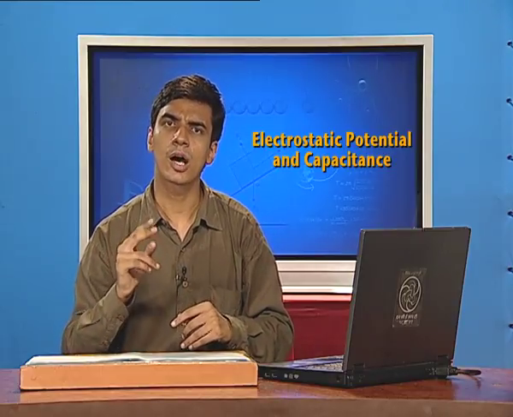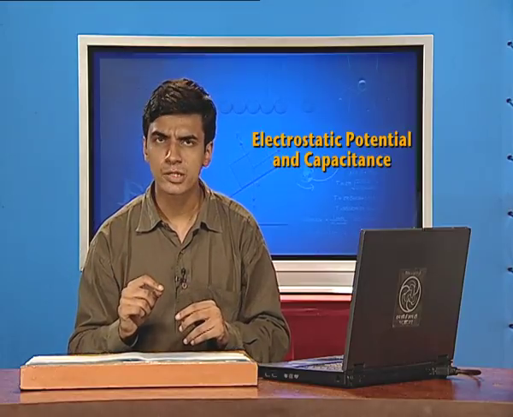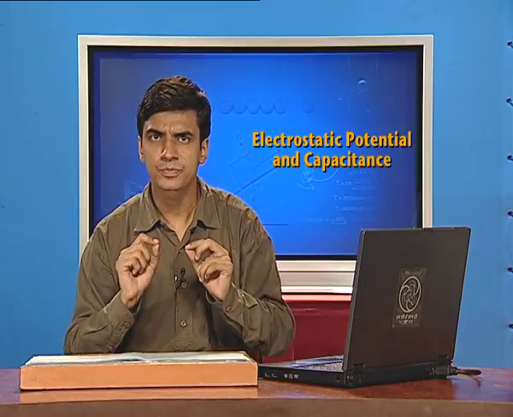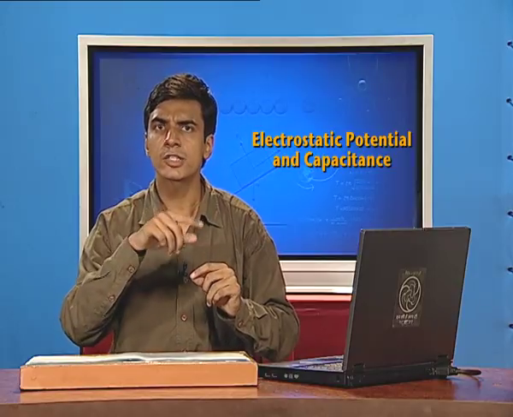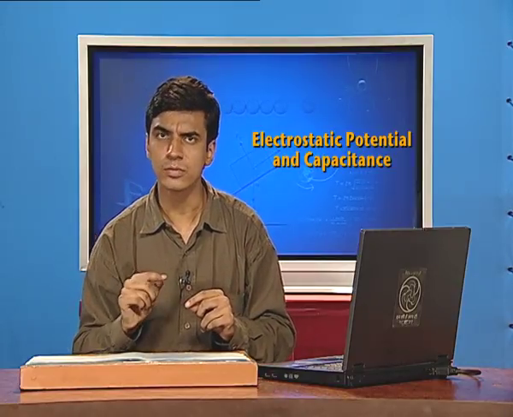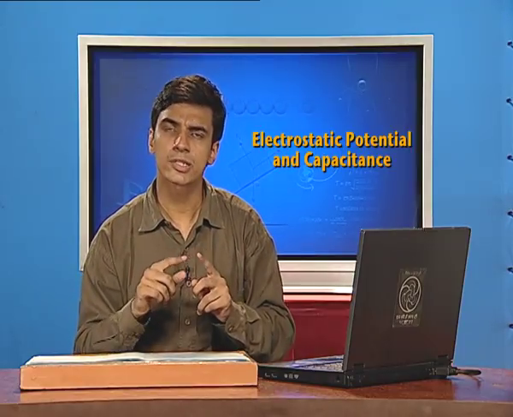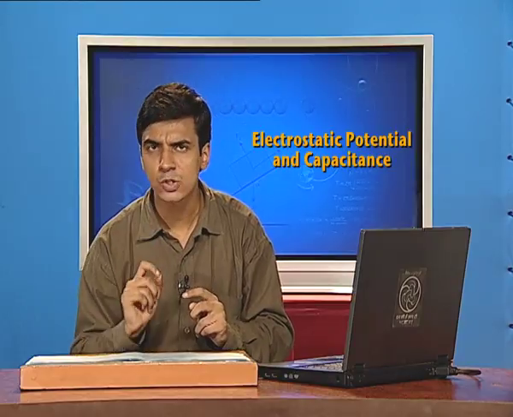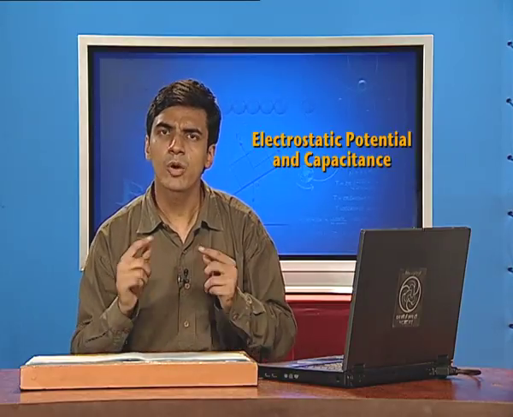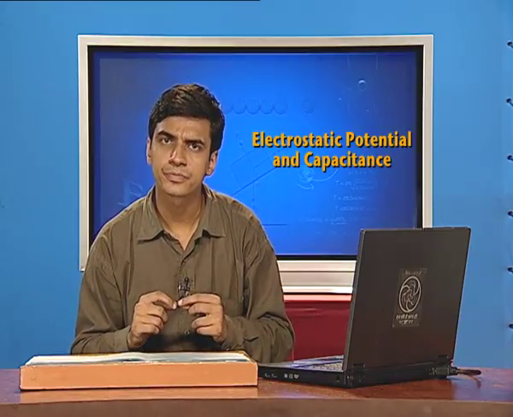Then we saw a very peculiar thing. We saw that if I am considering a single charge, the dependence of the potential is 1 by r. But in the case of a dipole, the dependence of the potential was 1 by r square. And we also gave the reason why all of that is happening.